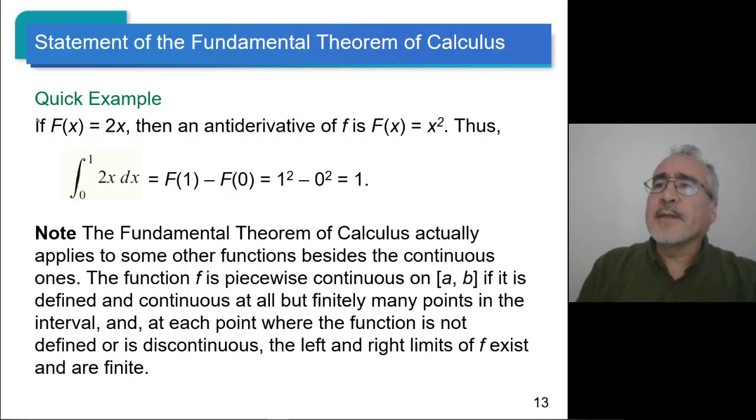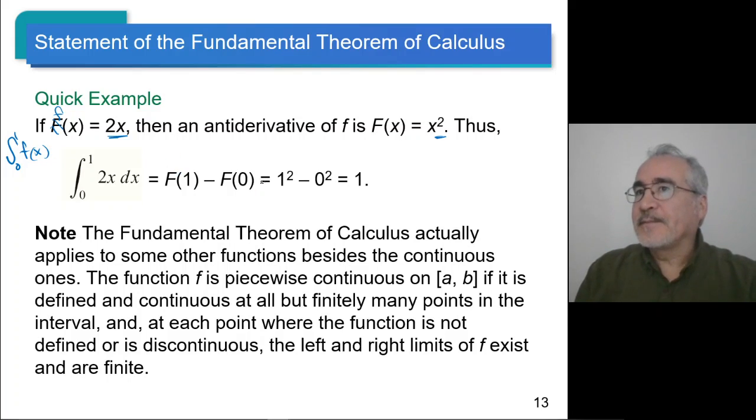Actually, there's a problem here. This capital F, I should have caught that, should be a little f, because this is the derivative of this, 2x. So if you want to think of it, it's the integral of little f of x from 0 to 1, and it integrates into the big F.